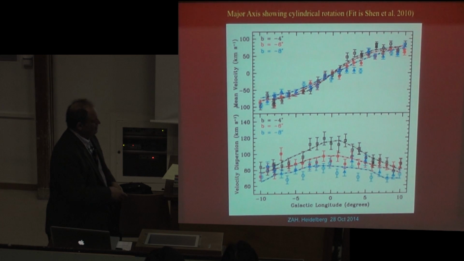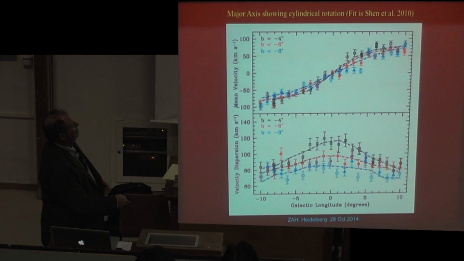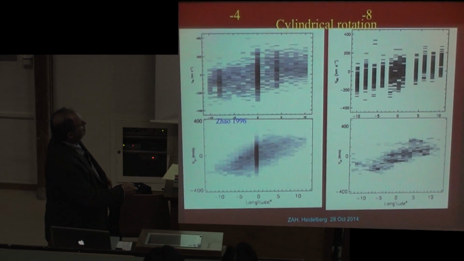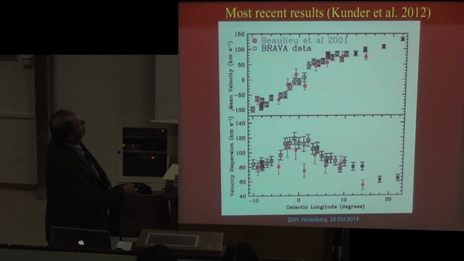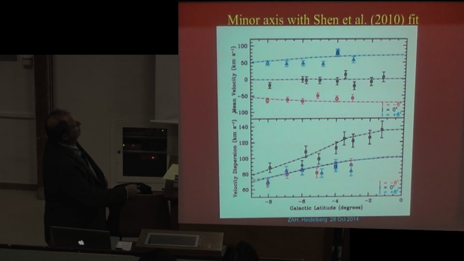This is the velocity dispersion profile. And here you can see more very nice fits of the velocity dispersion profile as a function of latitude.